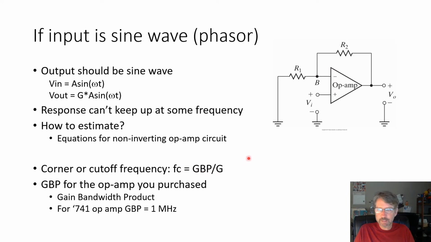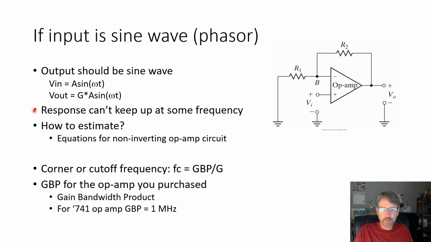So the setup here is you've got an op amp circuit, like the non-inverting amplifier circuit in this picture. And we're feeding it a sine wave. So V in is a sine wave with an amplitude A, frequency omega. And so V out should be just G, the gain, times the input. That's what the theory says.